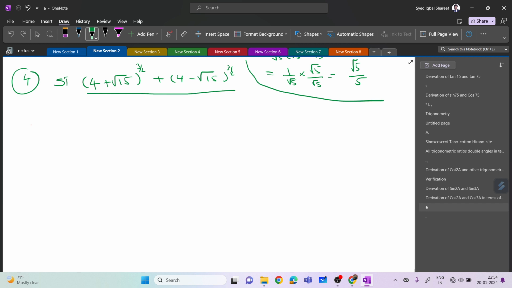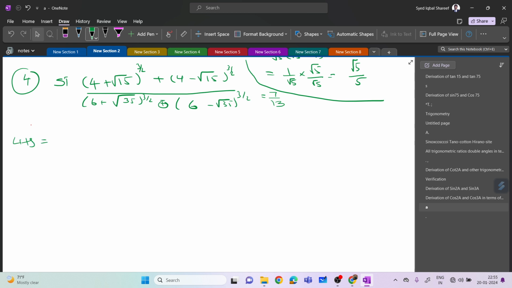divided by (6 plus root 35) to the power of 3 by 2 minus (6 minus root 35) to the power of 3 by 2. So now this should be equal to 7 by 30. We have to show 7 by 30.